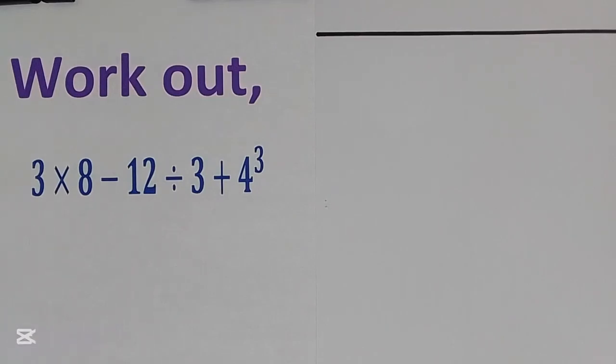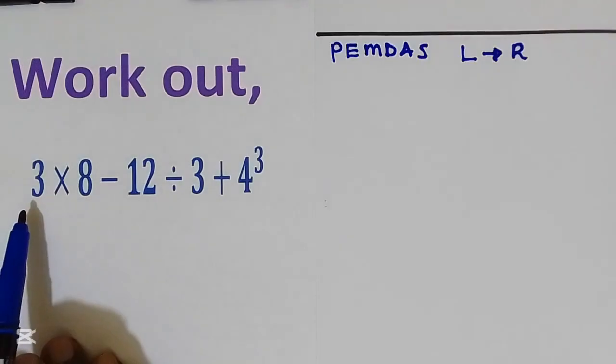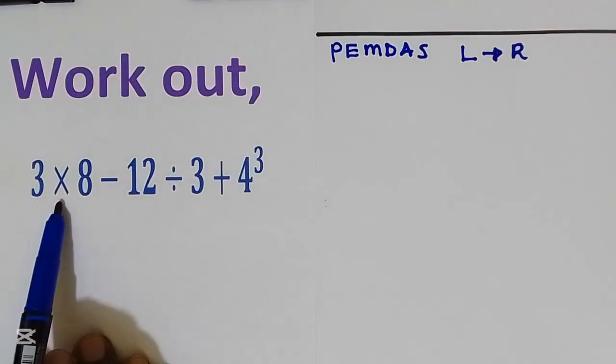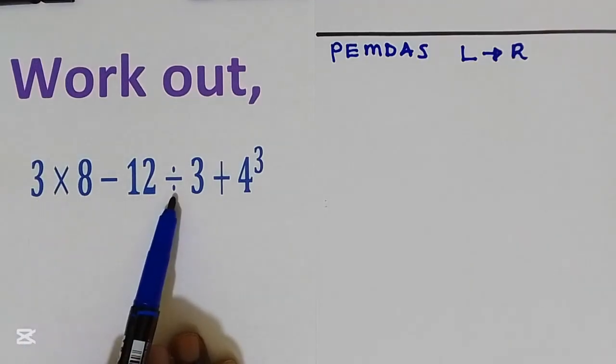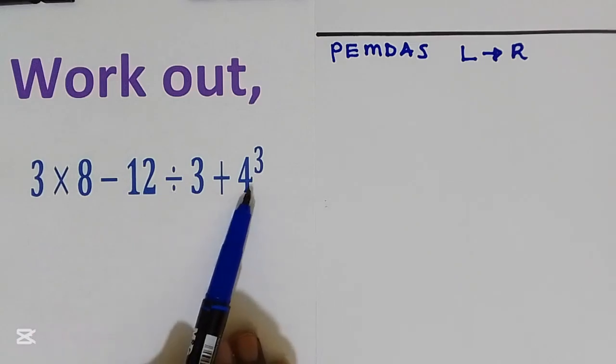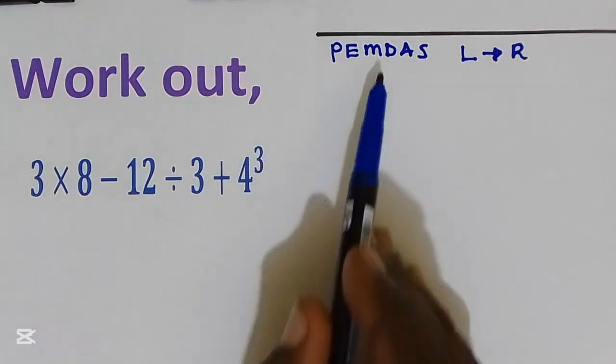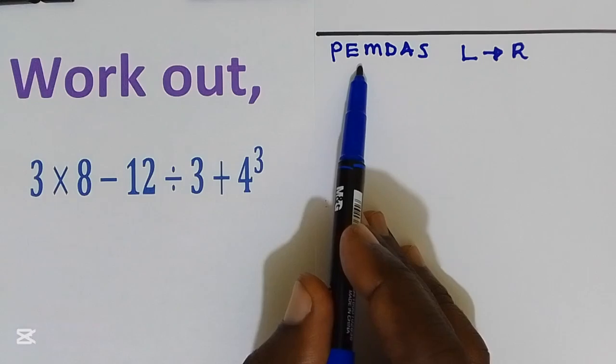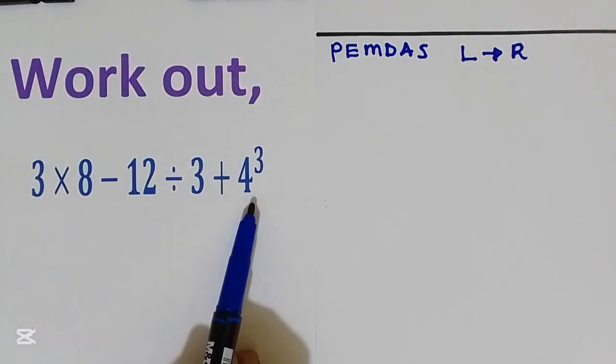Are you struggling with order of operations? Let us do this question together. We need to work out 3 multiplied by 8 minus 12 divided by 3 plus 4 cubed. We are going to use PEMDAS and our movement is going to be from left to right.